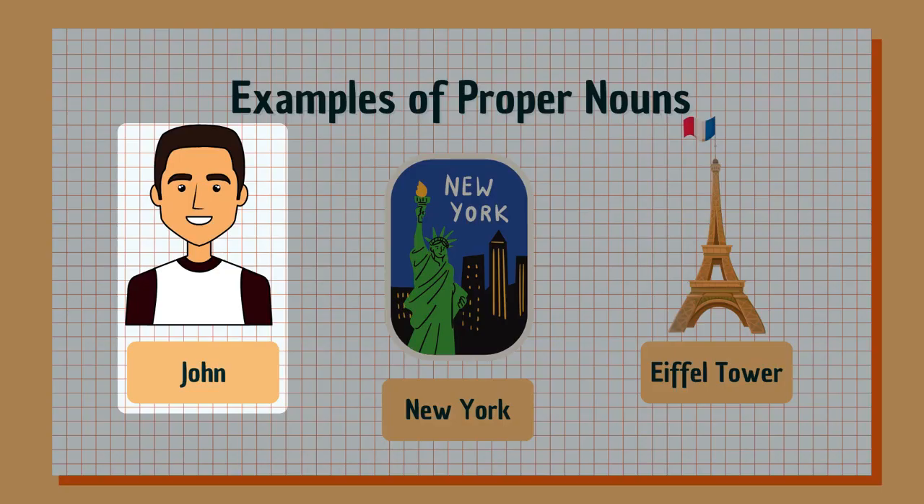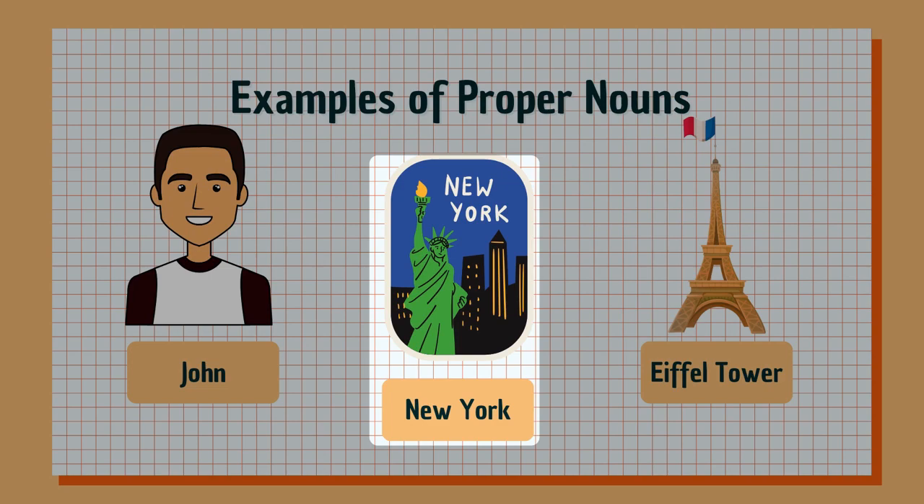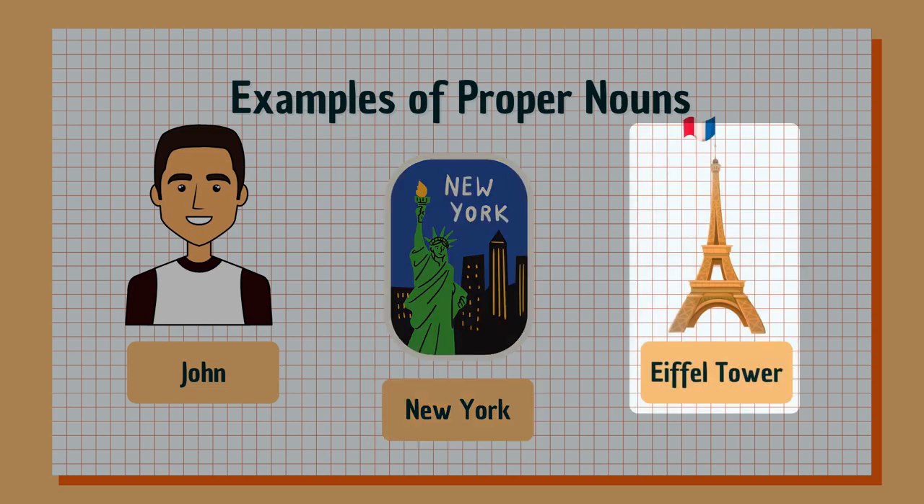For example, John, this is a proper noun that names a specific person. New York, this is a proper noun that names a specific place. Eiffel Tower, this is a proper noun that names a specific thing.